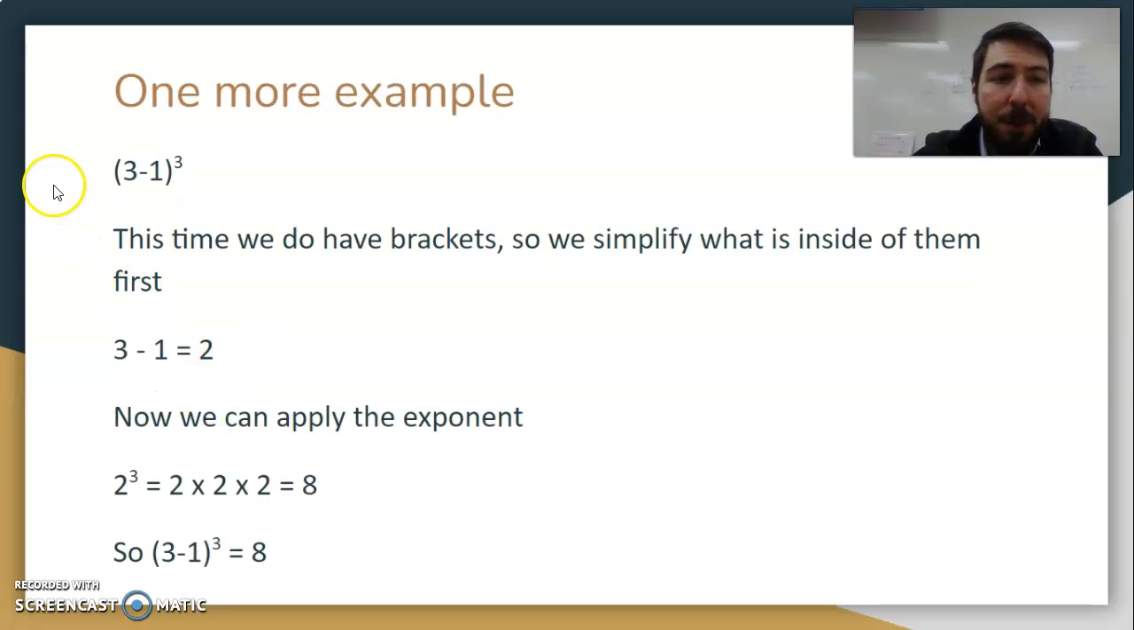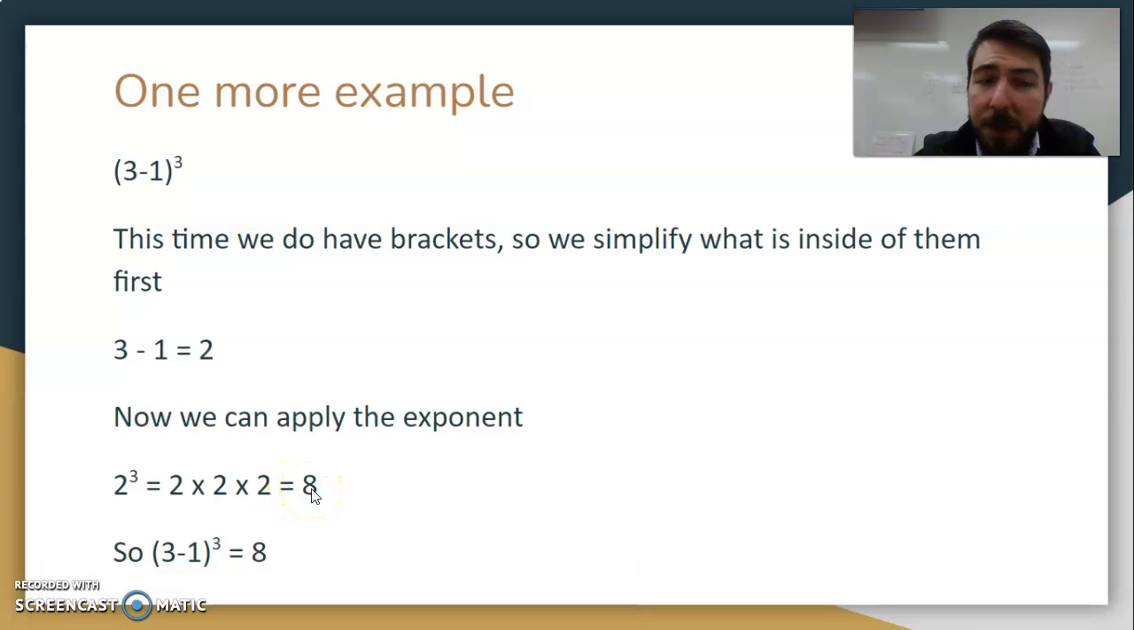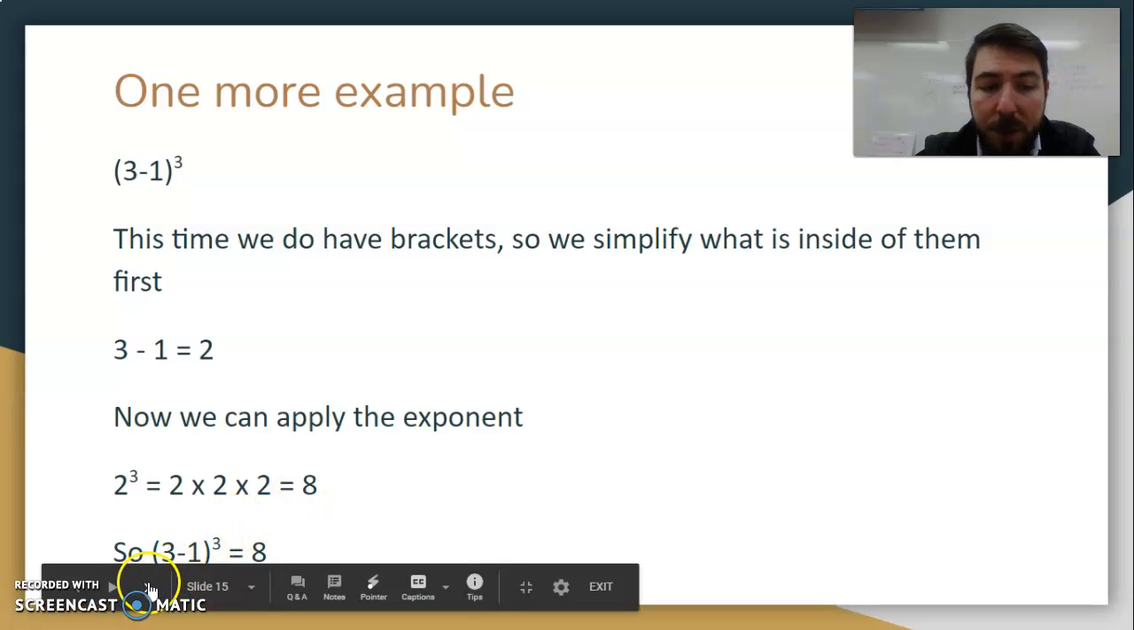The last example, we have 3 minus 1 in brackets to the power of 3. This time, because we do have brackets, we need to simplify those first. So 3 minus 1 is 2, and then we just do 2 to the power of 3, which is 2 times 2 times 2, which equals 8. Again, these examples are all written out in your notes. Try to follow along with them if you're not sure.